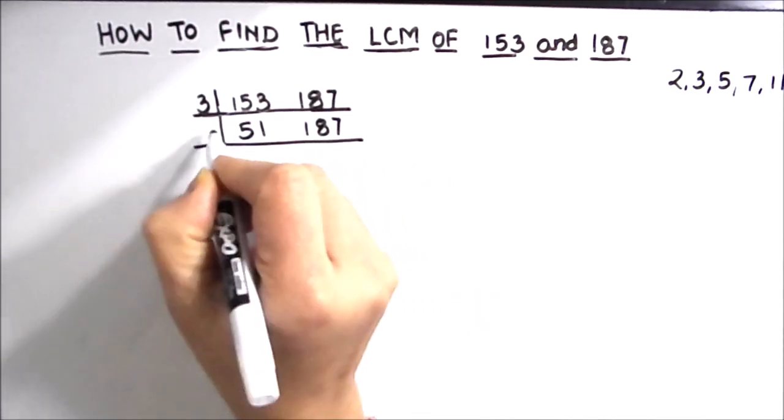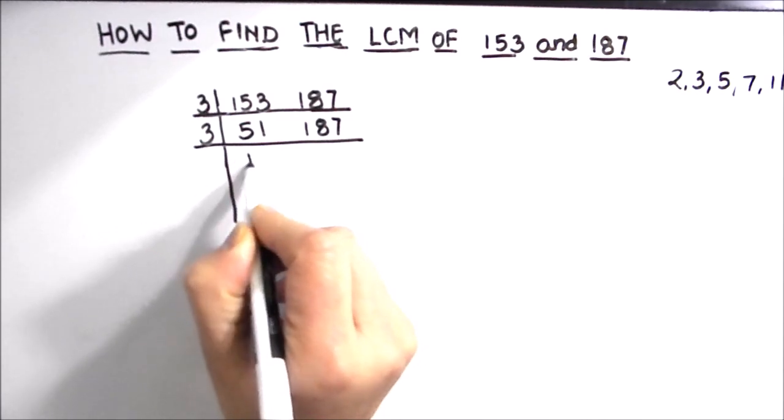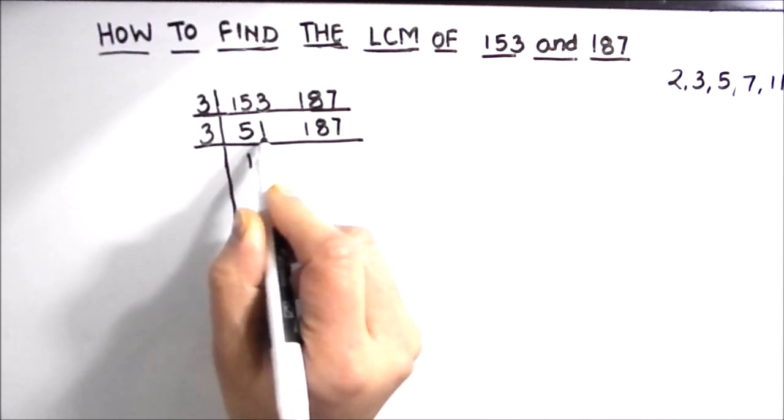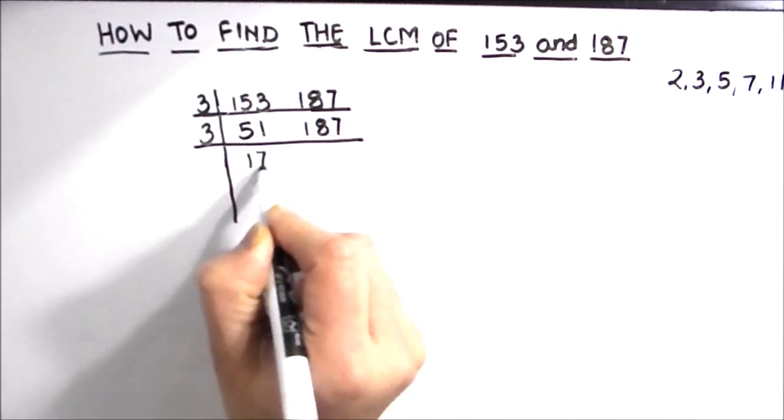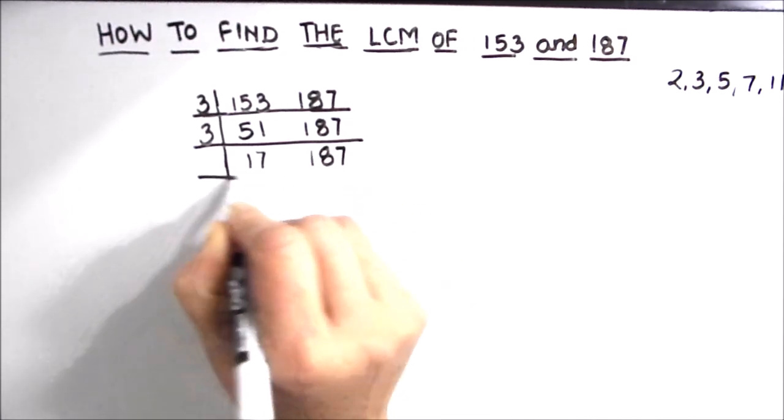Next, again we are going to use 3 to divide 51. 3 times 1 is 3, 2 will be remainder, this becomes 21, 3 times 7 is 21. Now 187 will be as is.